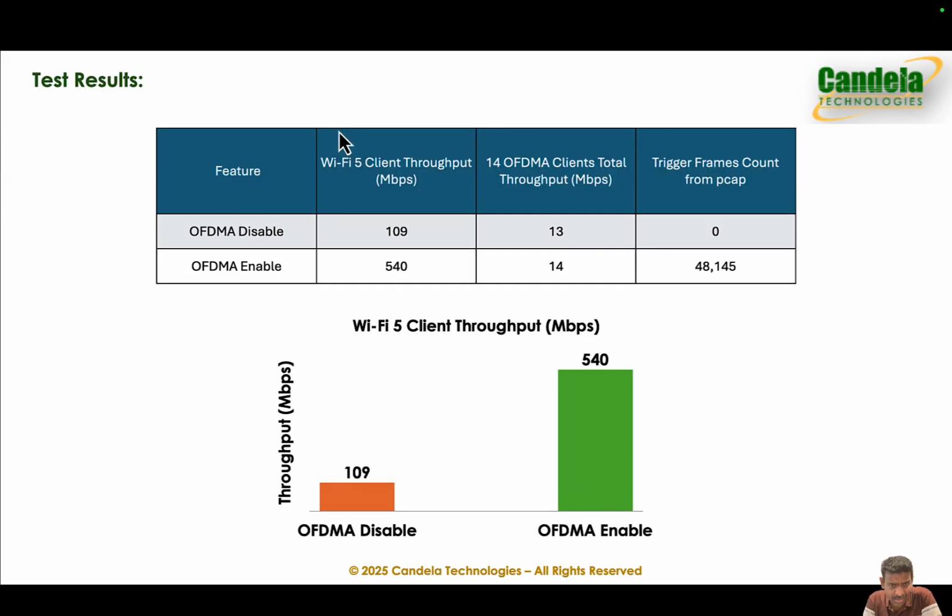Now here is a summary of all the results put together. With OFDMA disabled, we got about 110 Mbps. With OFDMA enabled it is about 540 Mbps. The throughput to all the OFDMA capable clients pretty much stays the same, which is 14 Mbps. So that brings me to the end of this presentation.